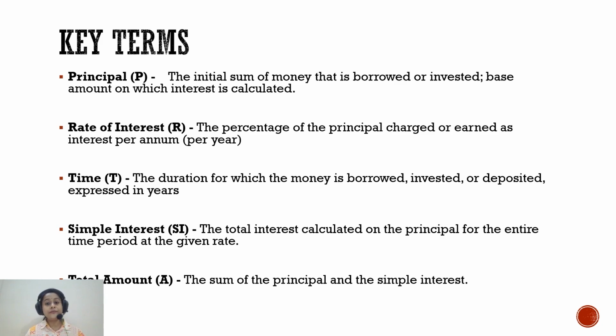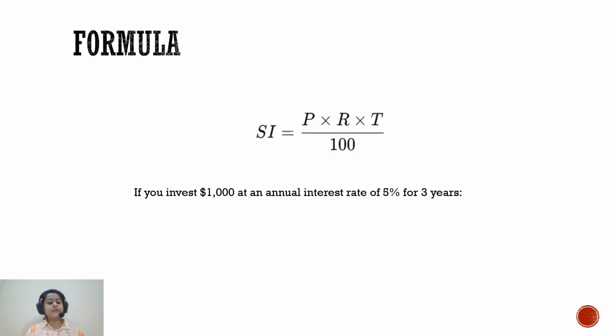Total amount: suppose you have invested 1 lakh and you have earned interest of 20,000. So 1 lakh plus 20,000 will give you the total amount. These are the key concepts related to the calculation, or theory, of simple interest. Now we will learn a very simple formula for simple interest.